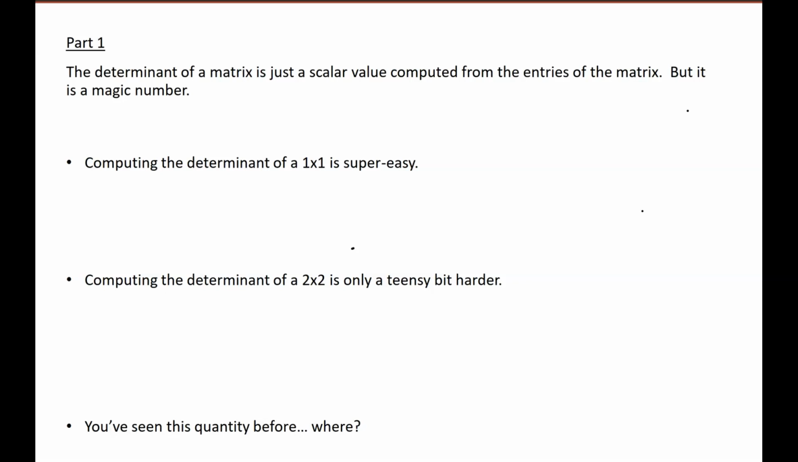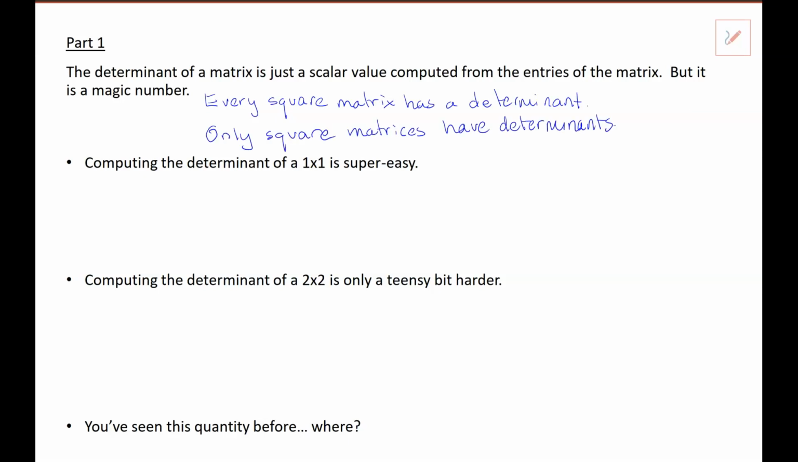So a couple of things just to get us started. One is to know that every square matrix has a determinant, and only square matrices have determinants. Now, computation of the determinant is sometimes easy, sometimes hard. It kind of depends on exactly what case you're working in. But for 1 by 1 and 2 by 2 matrices, it's really easy.